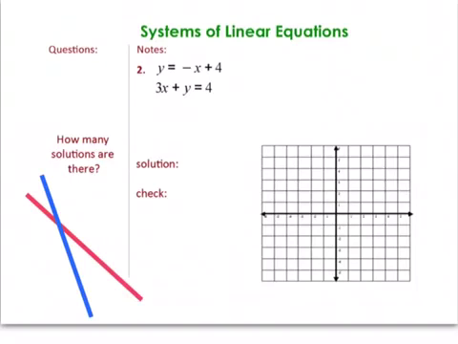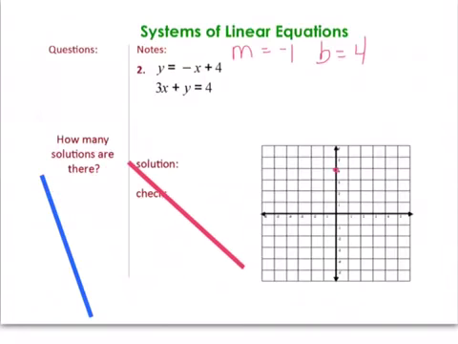Well, let's move on to example 2. Example 2 says y equals -x plus 4 and 3x plus y equals 4. My first equation's already in a really nice way for me to graph it. It's in slope-intercept form, so my slope is -1 and my y-intercept is 4. So I come over to my y-axis, do a dot at 4, and my slope is down 1 over 1, down 1 over 1, which is going to give me that big red line.